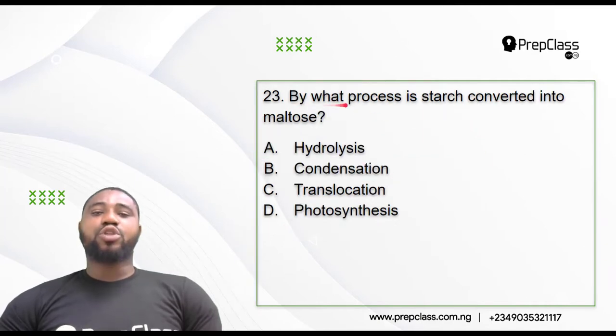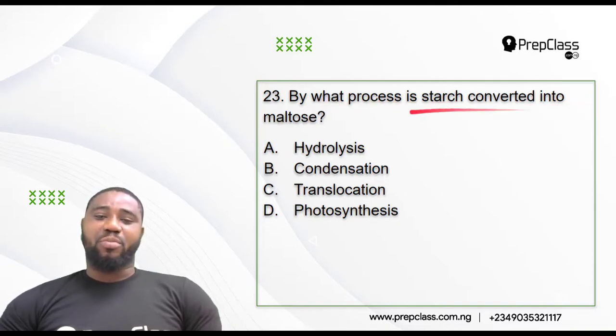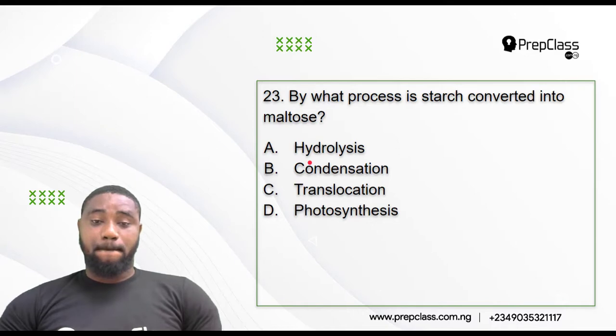23. By what process is starch converted into maltose? By what process is starch converted into maltose? Had it been that digestion is there, I would have said a digestion process. But since digestion is not here, the best answer there is hydrolysis, because they say hydrolysis, condensation, translocation, photosynthesis.